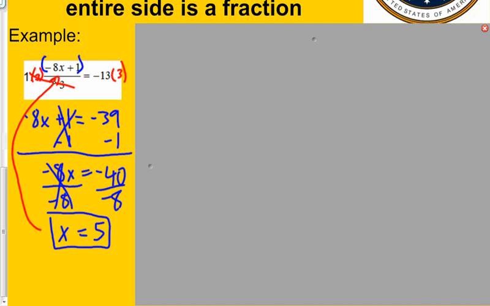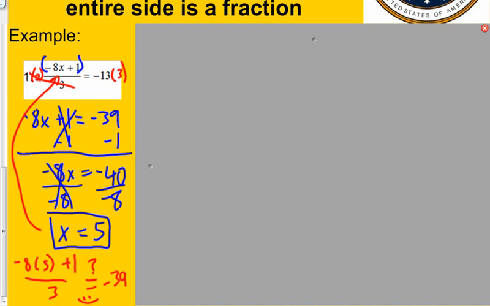If I'm going to plug 5 back in for x, I'd have negative 8 times 5, which is negative 40, plus 1, which is negative 39, and divided by 3, that actually is equal to negative 39. So we did it right.